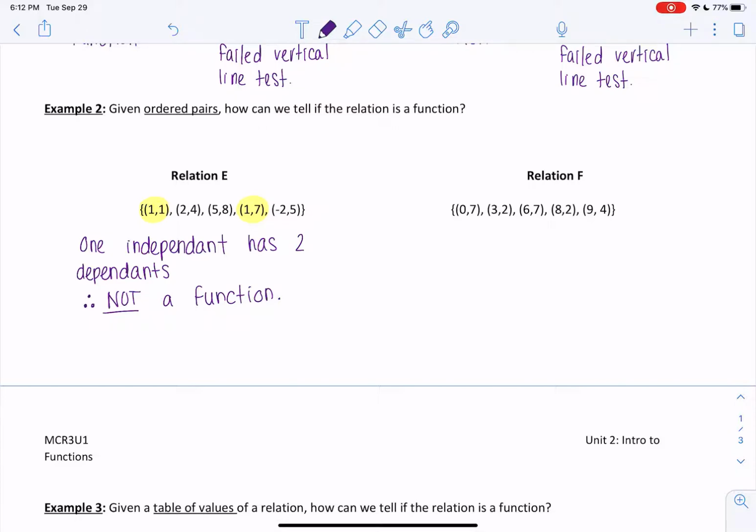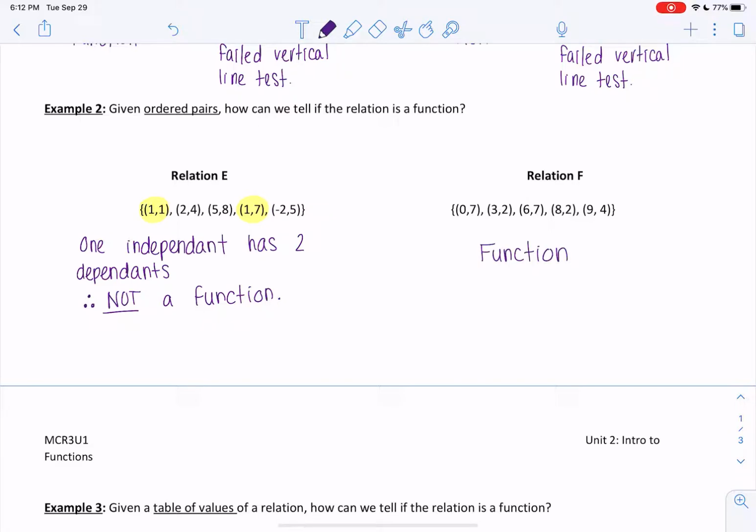Let's look at relation f now. So again, I look at all of my x coordinates. So 0, 3, 6, 8, 9. And because I don't have the same x coordinate twice, I know that this is a function.